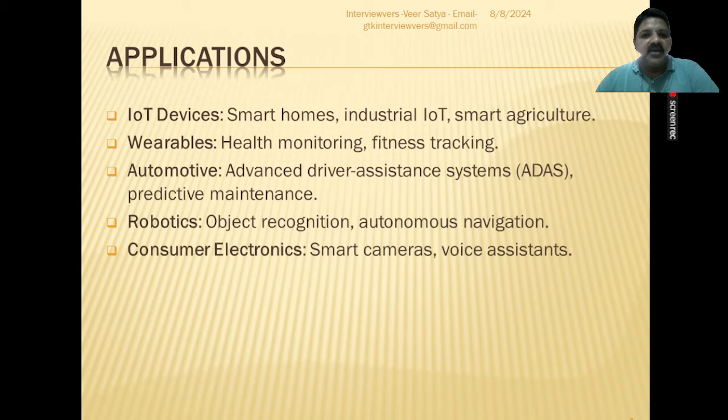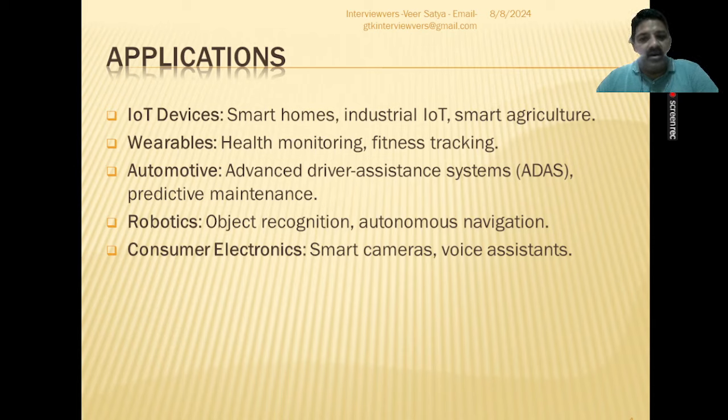Some of the applications are IoT devices where you can do this edge computing, because embedded machine learning is also called edge computing, where all these machine learning modules are embedded into these devices. The examples are smart homes, industrial IoT, smart agriculture in case of IoT devices. Wearables: you have health monitoring systems and fitness tracking.